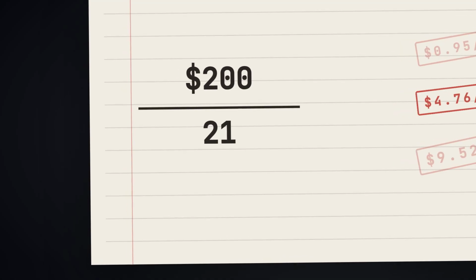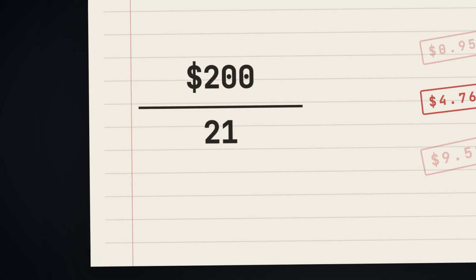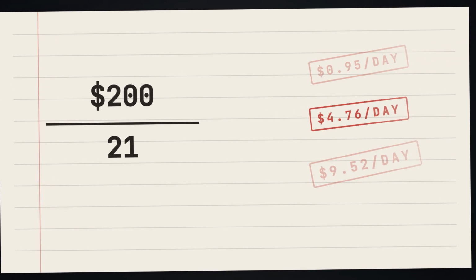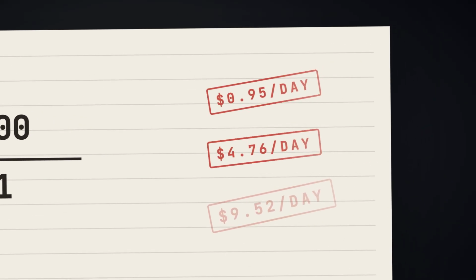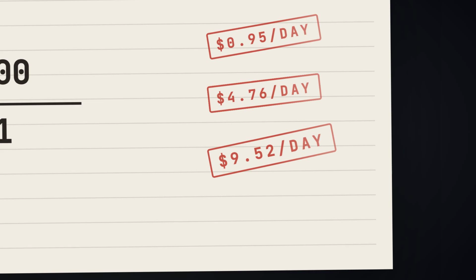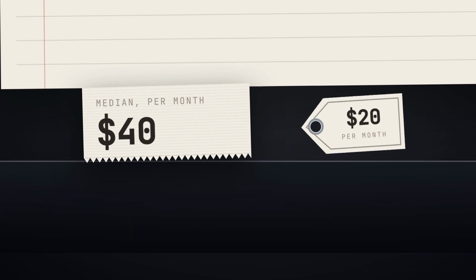So here's the rule worth keeping. Take what your plan costs, divide it by the days you actually work, and ask whether a normal day gives that much back. That's 95 cents a day on the cheap plan and $9.52 on the expensive one. Anthropic's own median user spends $40 a month, which the cheapest plan covers twice over.